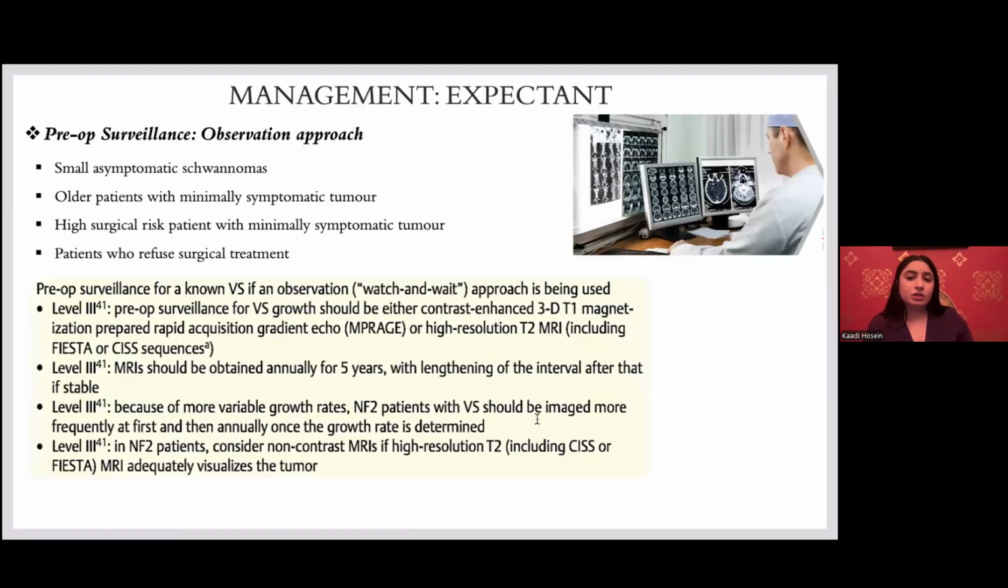This slide details the patients in whom an expectant or observational approach should be taken, along with the pre-op surveillance guidelines showing level 3 evidence regarding the MRI imaging. Observation involves monitoring diagnosed patients with serial imaging as well as audiologic evaluation without therapeutic intervention unless growth occurs that necessitates therapy. So some of these level 3 guidelines state that the serial MRI should be obtained annually for 5 years, with a lengthening of the interval after if this is stable. Neurofibromatosis type 2 patients with vestibular schwannomas should be imaged more frequently initially and then annually once the rate of tumor growth is known.